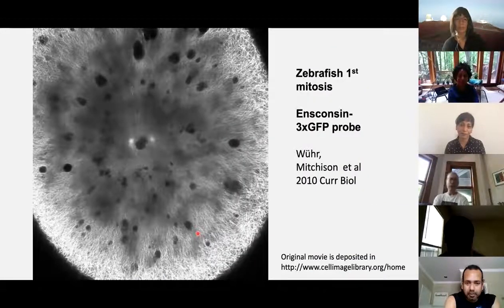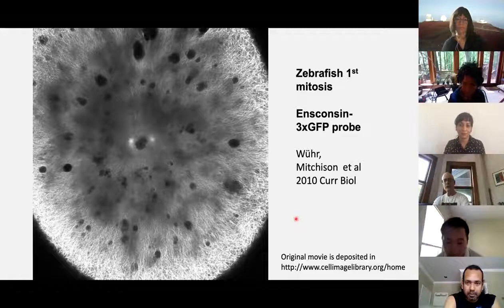And we can't look live in frog eggs because they're opaque. I'll show you how we deal with that problem in a second, but you can look live in fish eggs where the yolk is all segregated down to the bottom of the egg. And here's a beautiful movie taken by Martin Wühr using a probe stuck to microtubules in fish eggs, showing the events right before first mitosis through to cleavage.